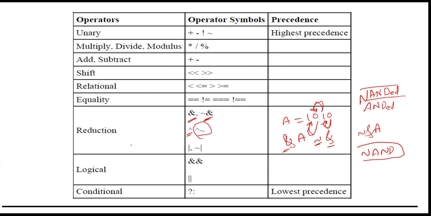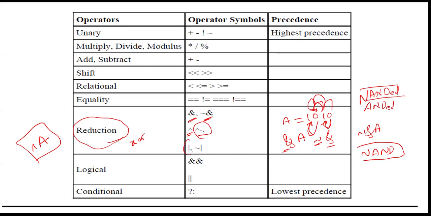So if a need arises wherein you want to perform a reduction, like by doing this XOR operation, you put this operator and then put your operand like that. Then you will be performing XOR reduction. So that's how these reduction operators are used.